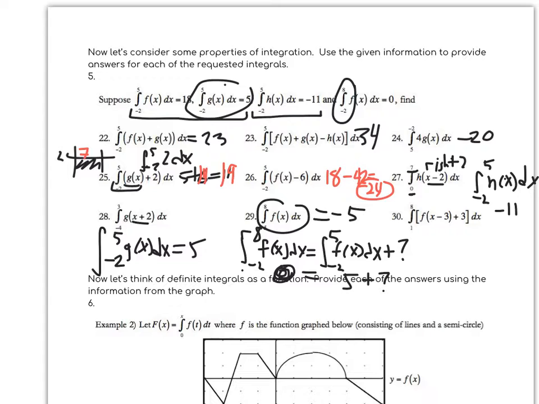And for number 30, we've got f of x minus 3 and then plus 3. I'm going to deal with the plus 3 at the end first. That moves the whole graph up 3. We've got an interval of 7, so I'm going to have a plus 21 going on here. 3 to the right means this would also be negative 2 to 5 of f of x. And negative 2 to 5 of f of x is going to be 18. 18 plus 21 is going to be the very lovely 39.